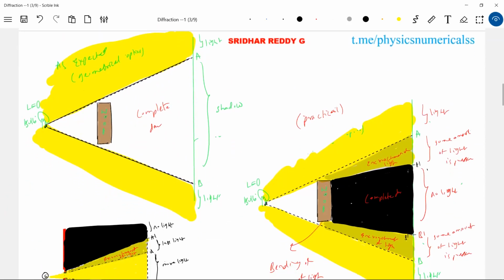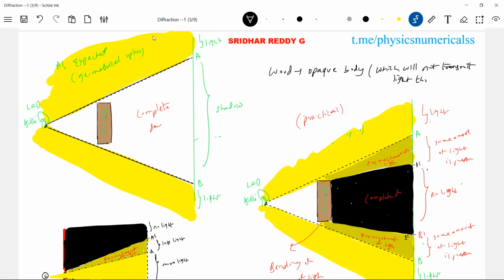Now we'll take another situation. Let me keep a piece of wood. We know wood is an opaque object. Wood practically will not permit light. So what do we mean by opaque? It does not transmit light through it.